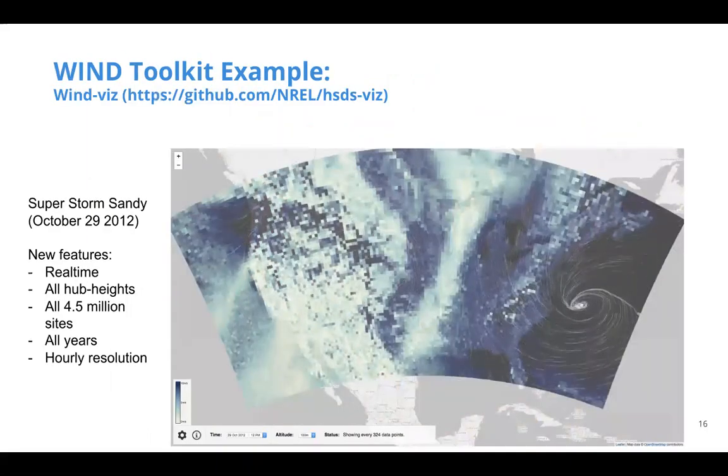And then this is an example of the Wind Toolkit. This is actually an applet that you can run through GitHub. This is pulling data down directly from the cloud using our HSDS service, which David will talk about in a little bit. And this is showing Superstorm Sandy. So you can really see, again, the resolution and the fidelity of the data that we are providing via OEDI and Amazon.